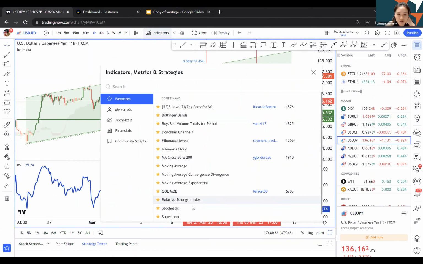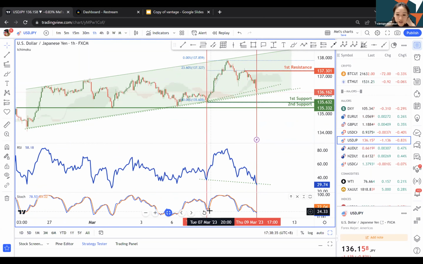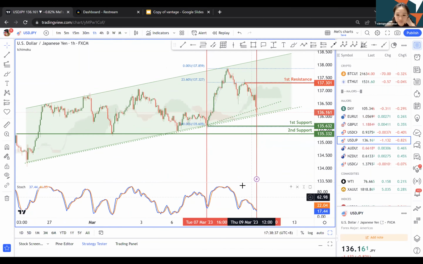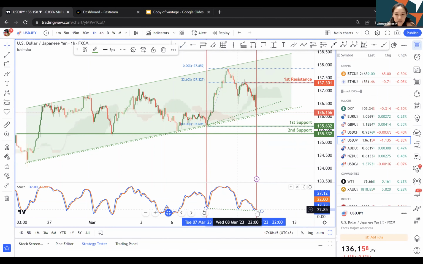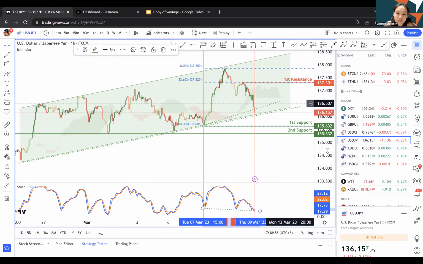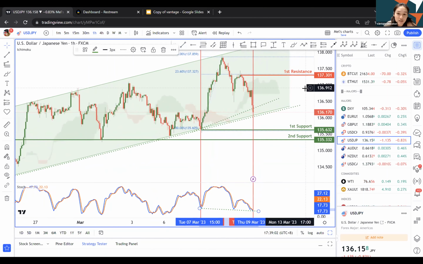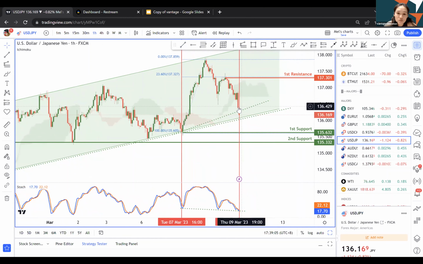Now let's take a look at stochastic to see if it tells us the same thing. Once again, we can see price is making a lower low on our stochastic as well. So with all four indicators that we've tested giving us a bearish divergence, it gives us a very strong bearish signal that price is likely to break out of our ascending trend line and ascending trend channel.